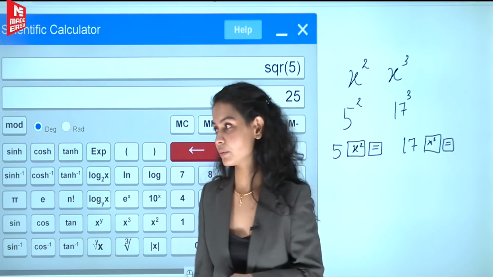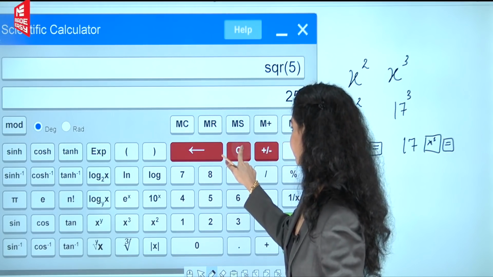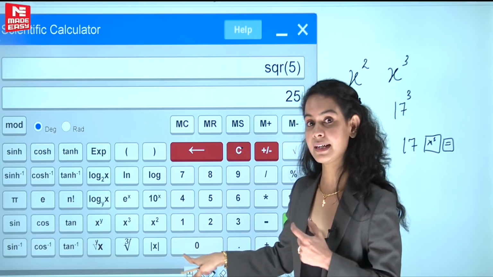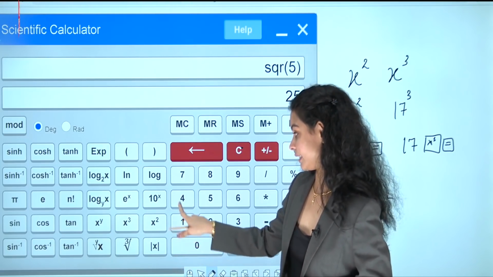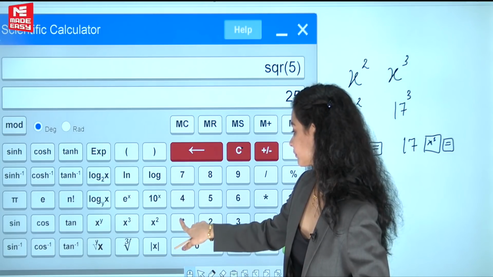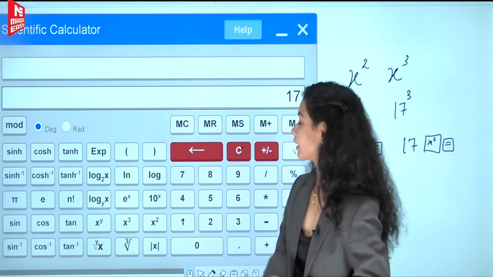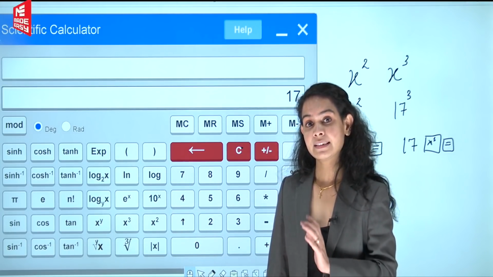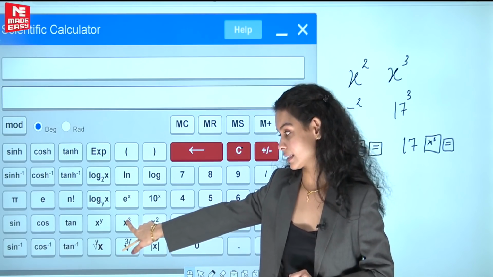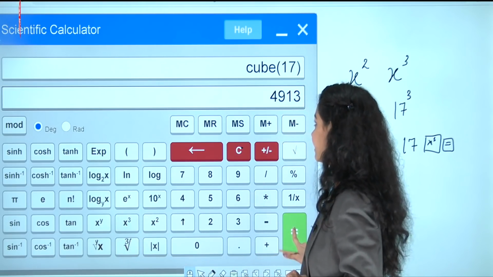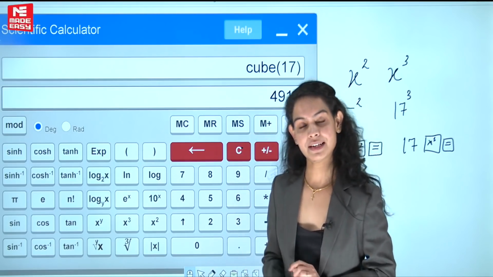Let's perform this on the virtual calculator. So first you have to enter the value of x, which is 17. Then you have to press the function tab, which is x cube, and then you have to press equal to. There you get your answer.